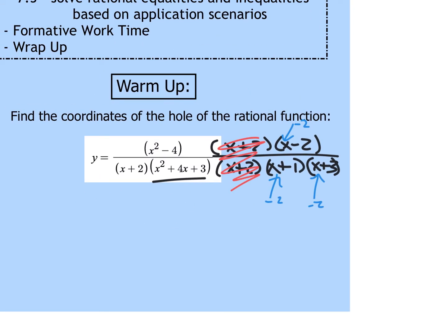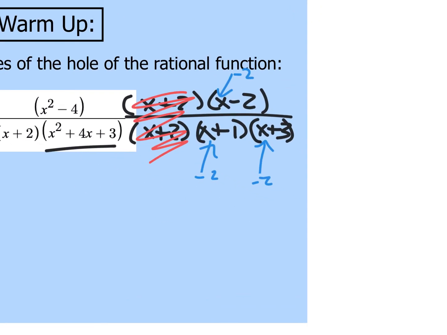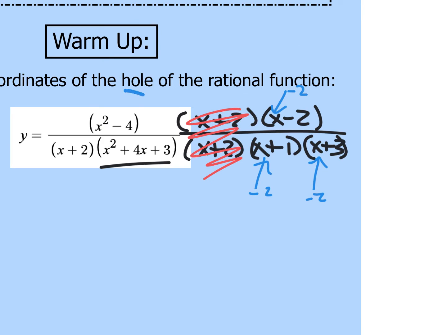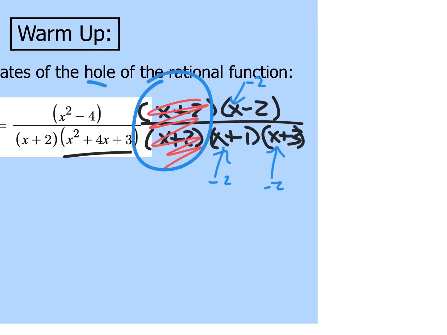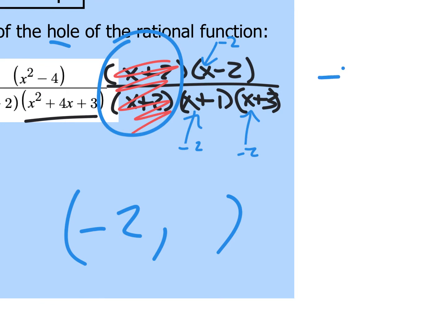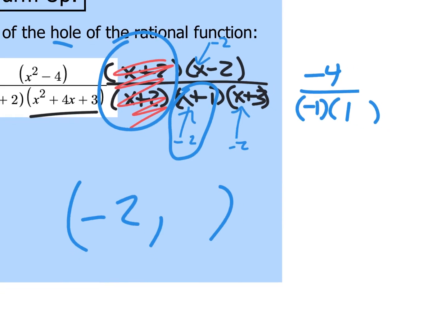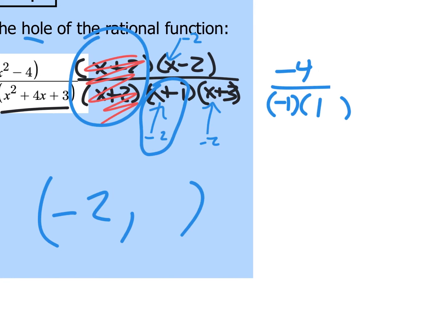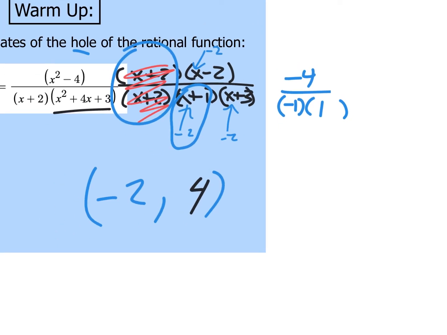All right, so on today's warm-up question, we factored the top and the bottom, and we were looking for the coordinates of the hole. After this canceled, we knew that -2 comma something was going to be our hole, and so we stick the -2 into the equation, and we get -4 over, that's -1 times, that's 1, and that makes a grand total of 4. Did you guys get -2 comma 4? Okay, good. So that's how you get the exact coordinates of a hole.